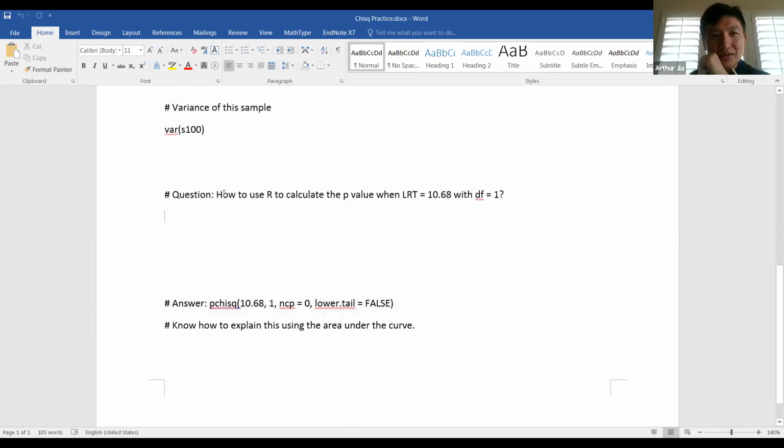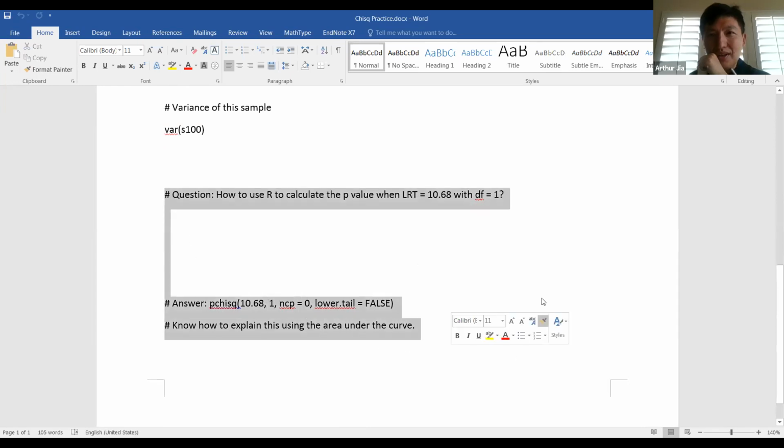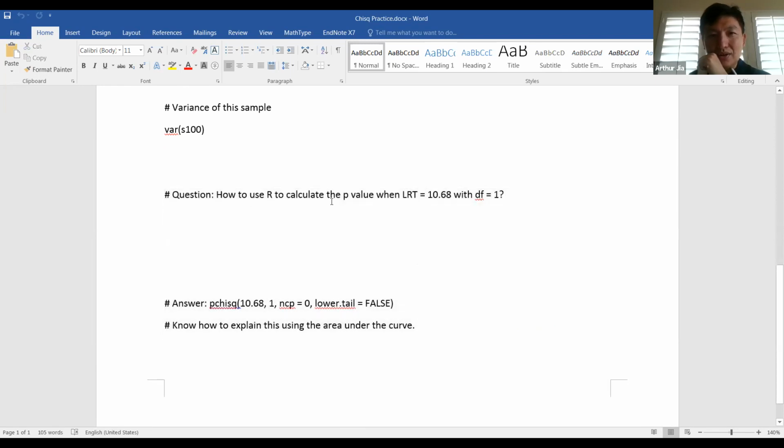Question, so actually this one is related to this one. So how to use R to calculate the p-value when your likelihood ratio statistic equals this with the degree of freedom equals 1, right? So this is the answer. Okay. So let me copy this and put this into the R.